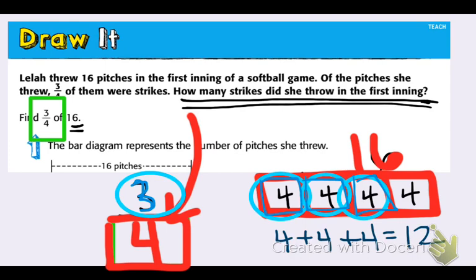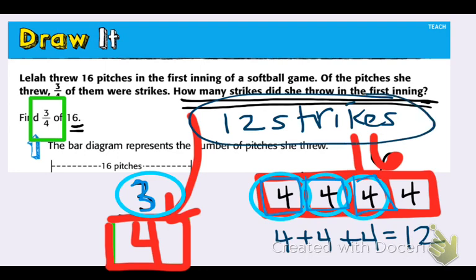So then the final step is to check and see if it's reasonable. How many strikes did she throw in that first inning? She threw 12 strikes in the first inning out of 16, right? Because there's 16 pitches altogether. And it makes sense because if I counted by 4, 8, 12, 16, 3 of them is 12. So it makes sense. I have the right answer.